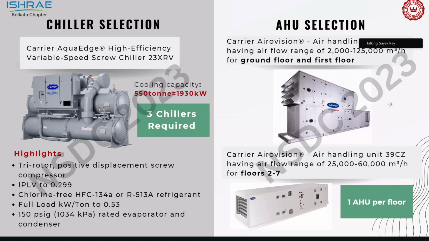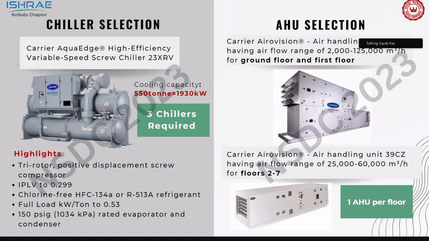Two important things which we have to choose when you design an HVAC system are the chillers and the air handling unit. We already knew that we have around 4,500 kilowatt, which we saw in the previous slide as the cooling load. So we chose chillers. We chose this chiller having a capacity of 1930 kilowatt, and we selected three of them.